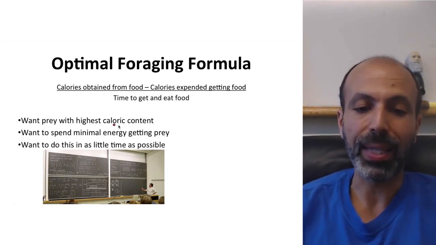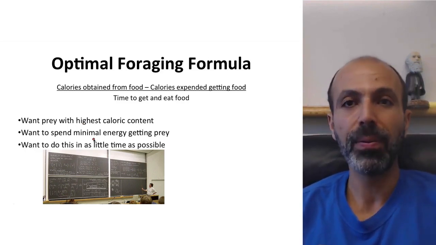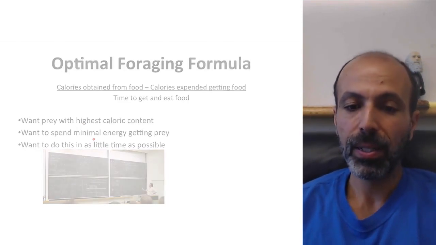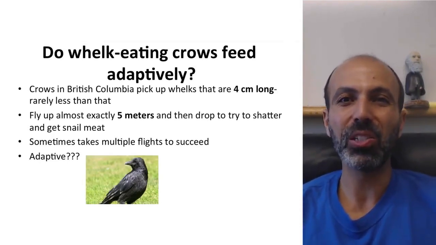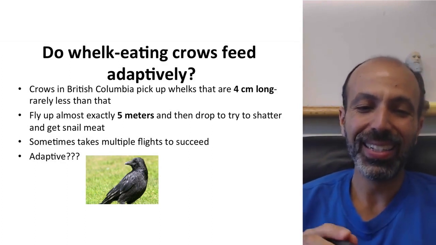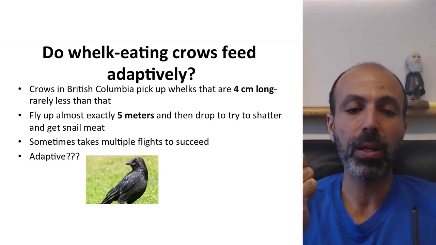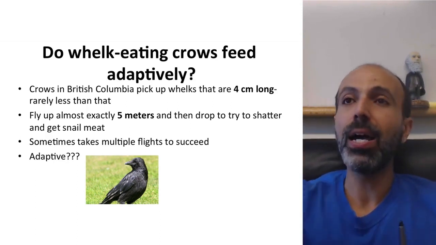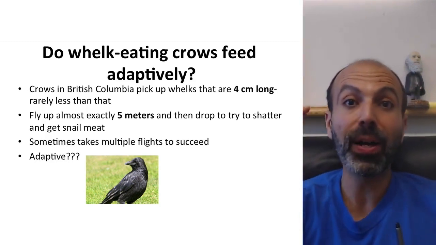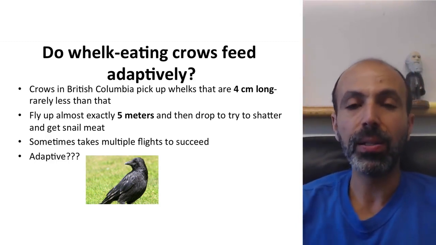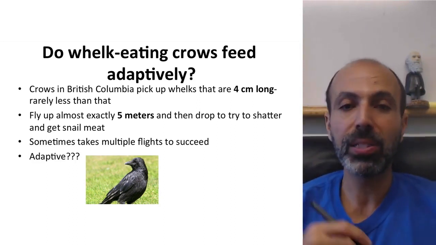Okay, so again, we want the prey with the highest caloric content. We want to spend the minimal energy and time getting this prey. So this is the idea behind it. So let's look at this in the context of whelk-eating crows, another set of birds eating shelled animals. In this case, these are crows in British Columbia that pick up whelks on average about 4 centimeters long, rarely less than that. They fly up into the air with these whelks, and they drop them. Now they fly almost exactly 5 meters and then drop them to try to shatter the shell and get the snail meat outside. And sometimes it takes a couple of flights to do it.